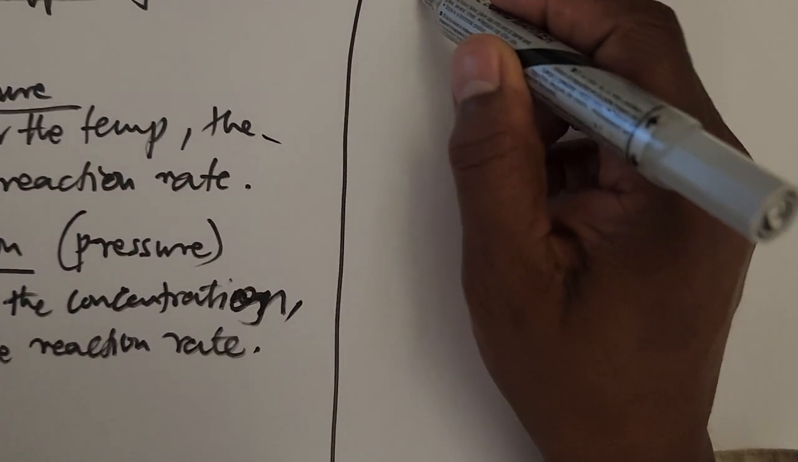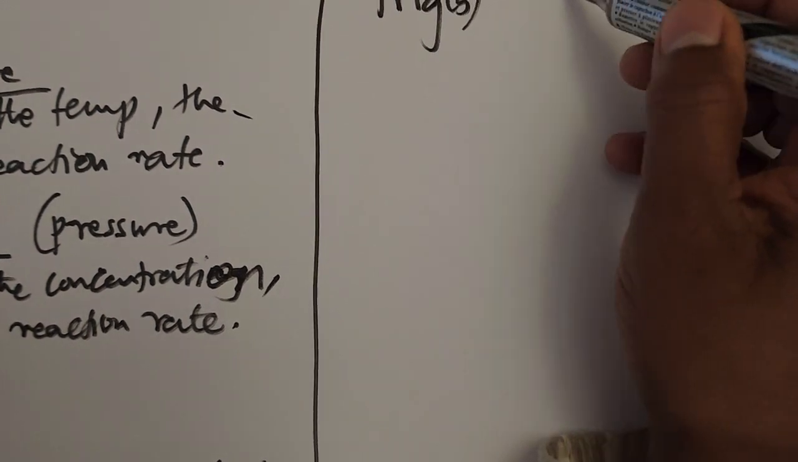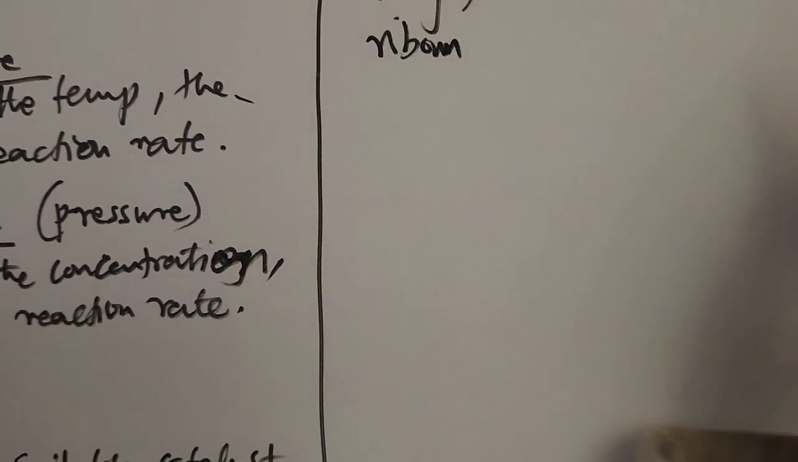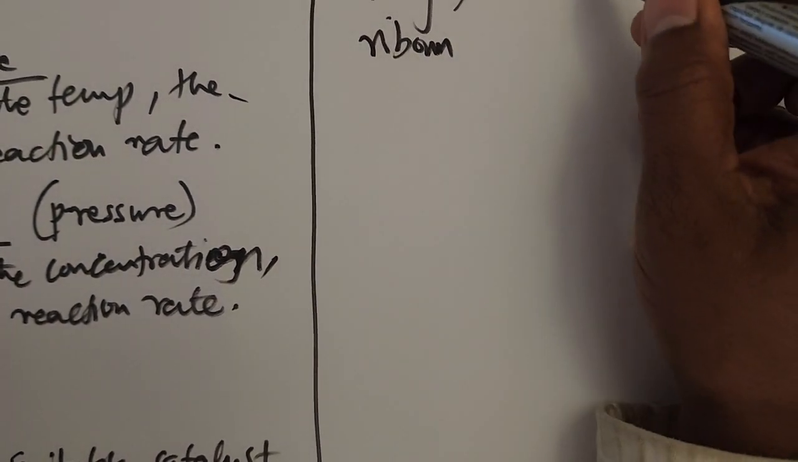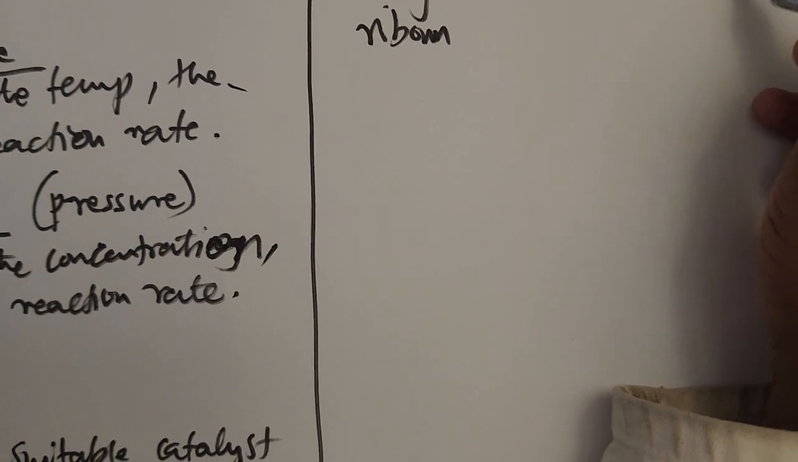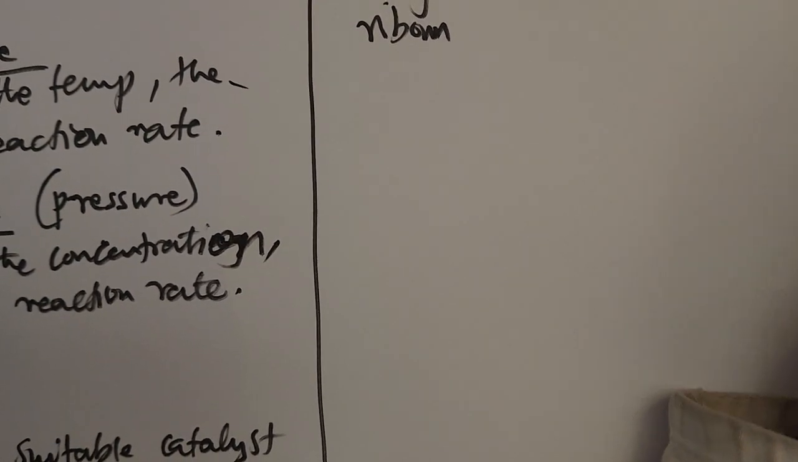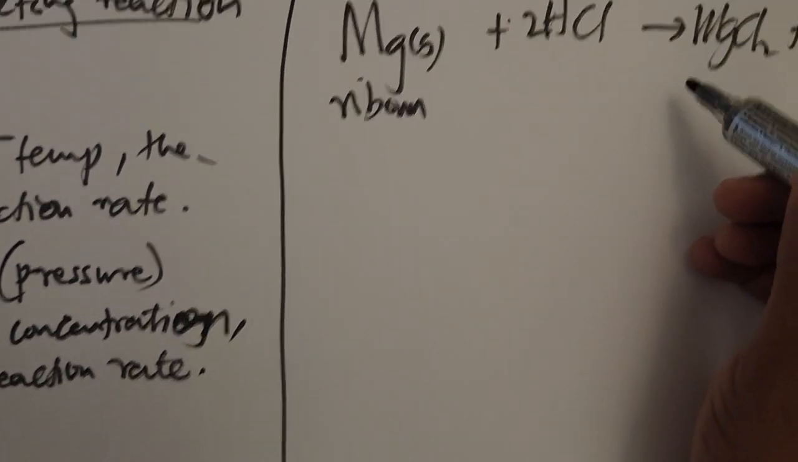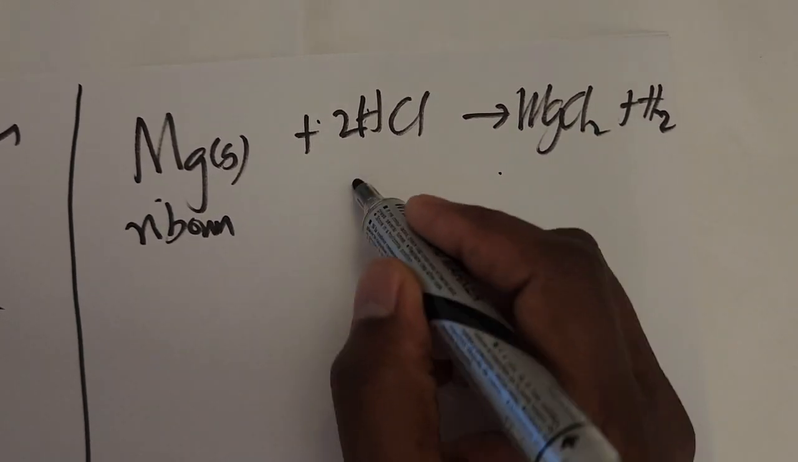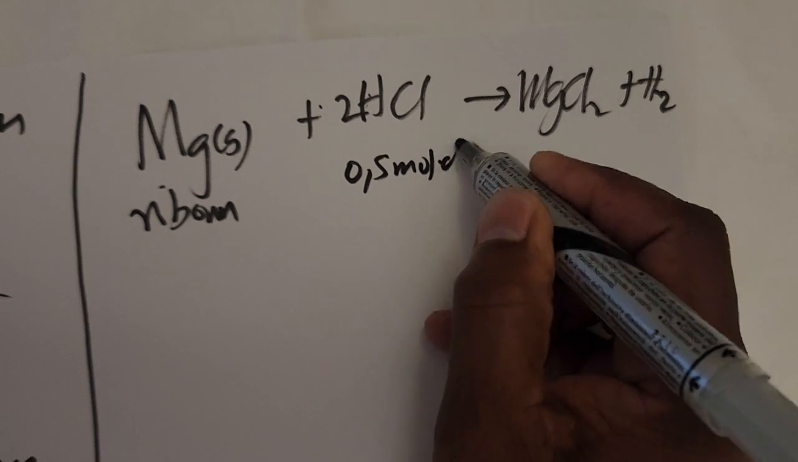If you look at this equation, which summarizes all this, I've got magnesium ribbon, and then it reacts with 2 HCl, obviously, forming MgCl2 plus hydrogen. If you want to form hydrogen in the lab, you just react normally an acid with a metal. Fine. This one, let's say, has got 0.5 mol per dm cube.